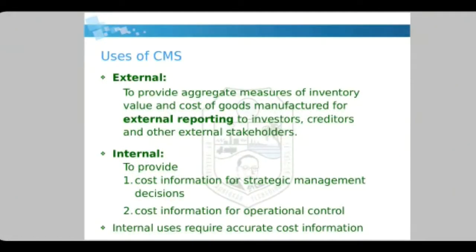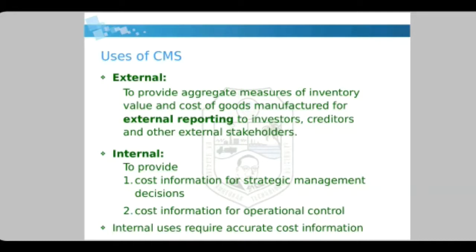Then, uses of cost management system. Why does any company or any inventory require a cost management system? It has two uses. First is external use and second is internal use. External use means what? It provides aggregate measures of inventory value and cost of goods manufactured for external reporting, like to the investors, to the creditors, or other external stakeholders.